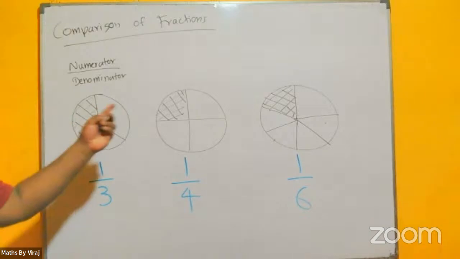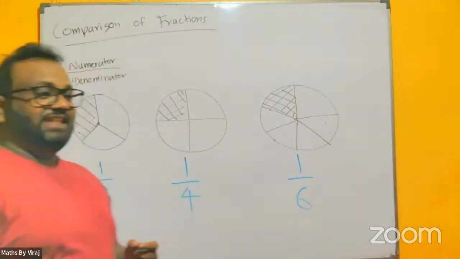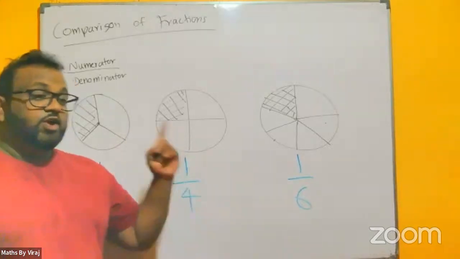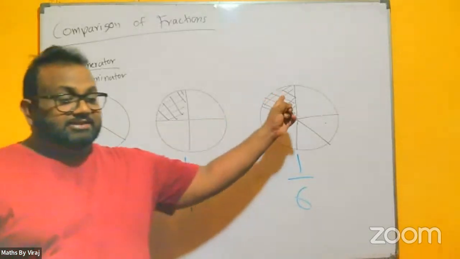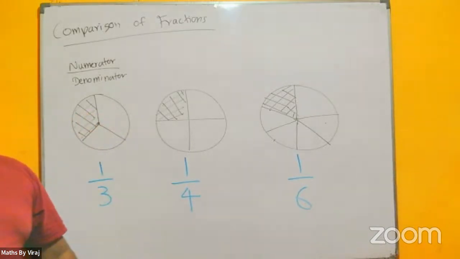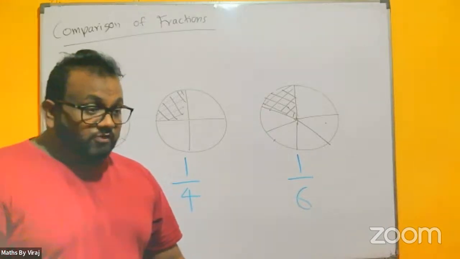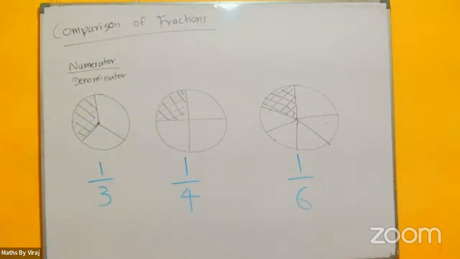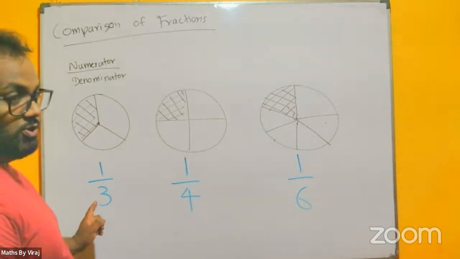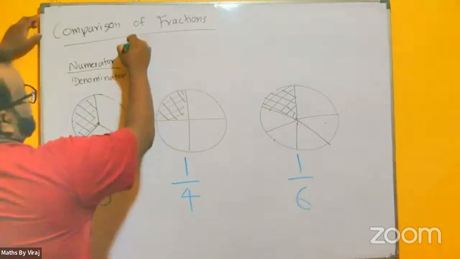If these were to be chocolate cake, would you rather take this piece or this piece? Which piece would you rather take? The big piece. And the fraction would be big. 1/4. 1/3. Yes or no? So what is it, children? We understand it as such.